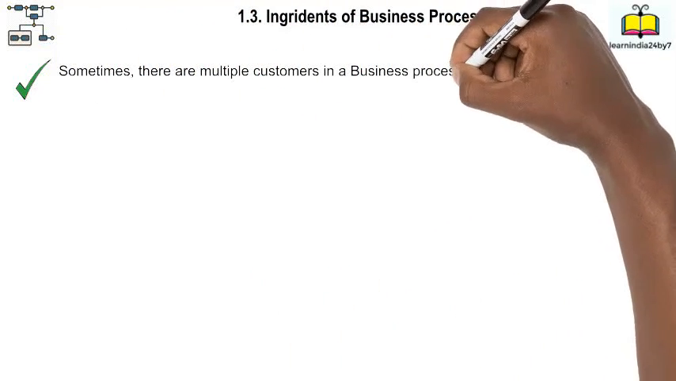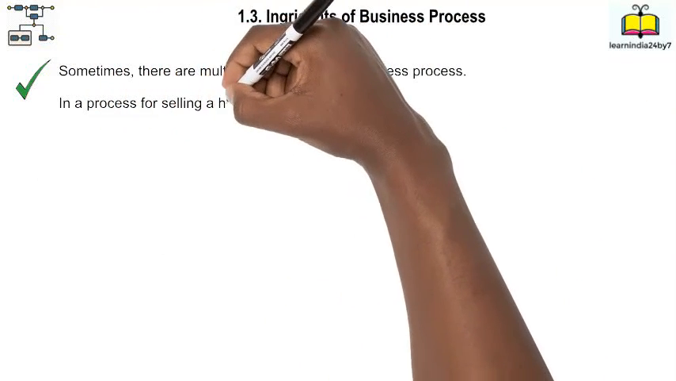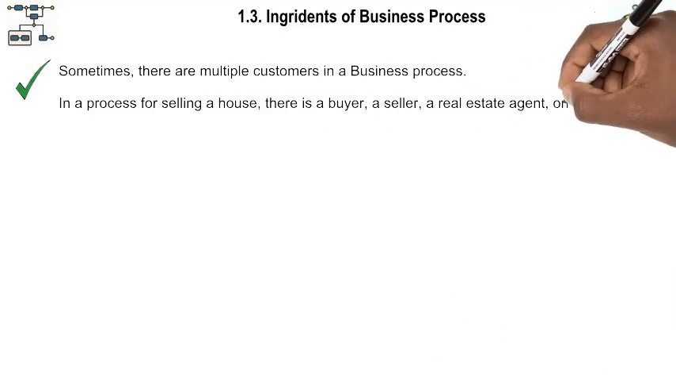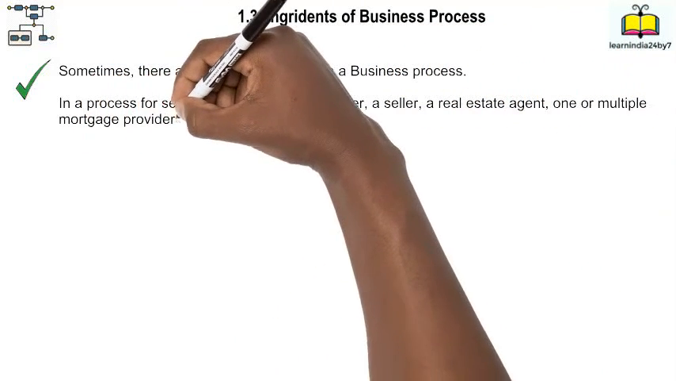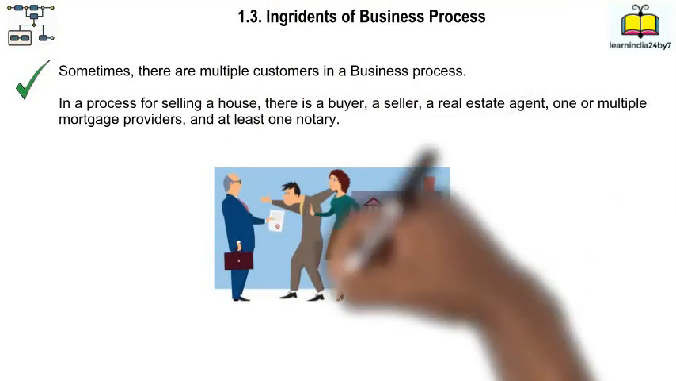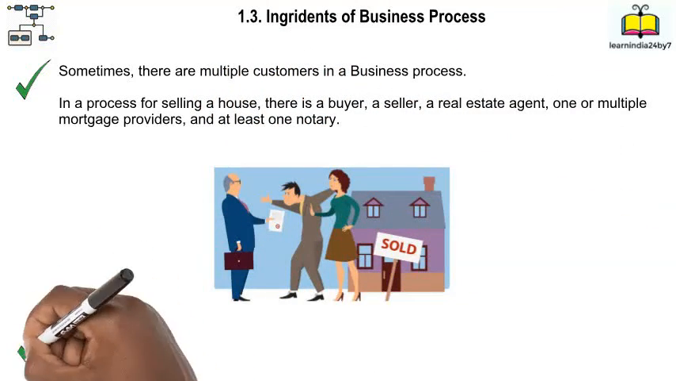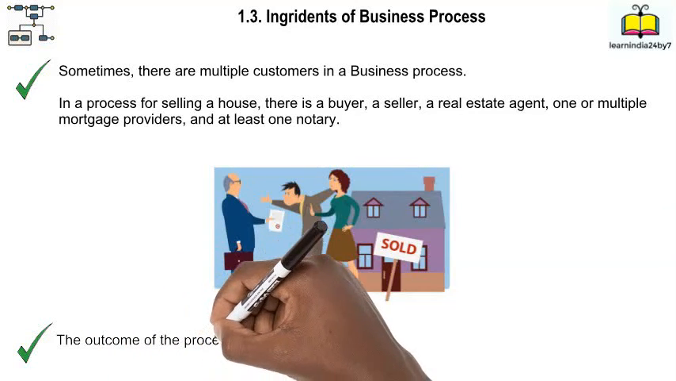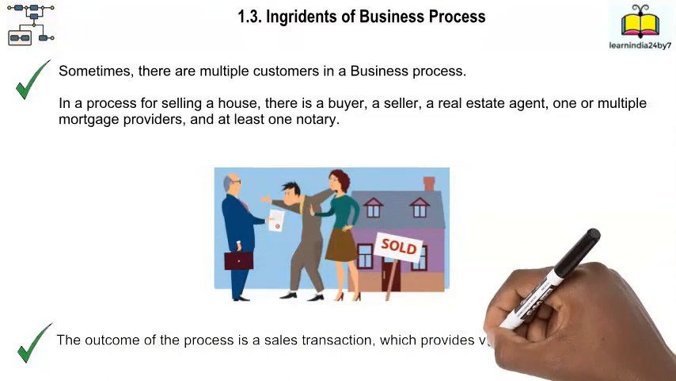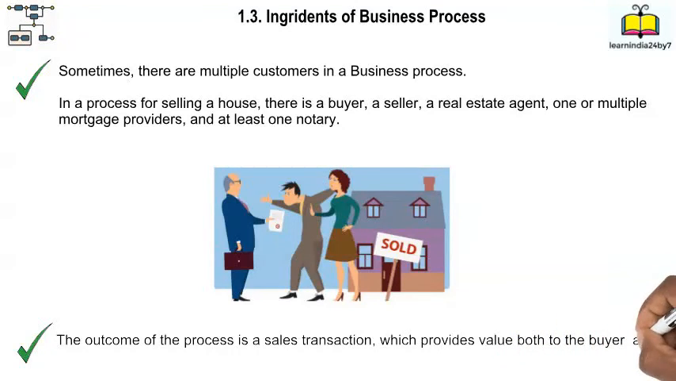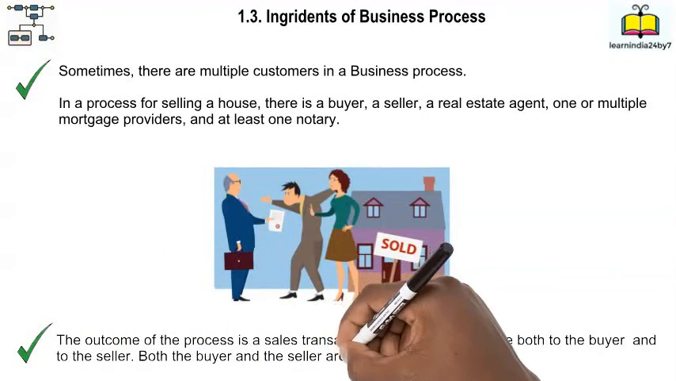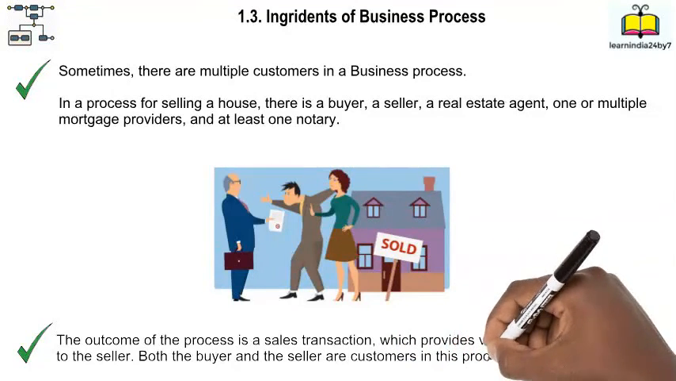Many times there are multiple customers in a business process. For example, in a process for selling a house, there is a buyer, a seller, a real estate agent, one or more mortgage agents, and at least one notary. The outcome of the business process is a sales transaction which provides value to both the buyer and the seller. So, in this case, both the buyer and seller are the customers.